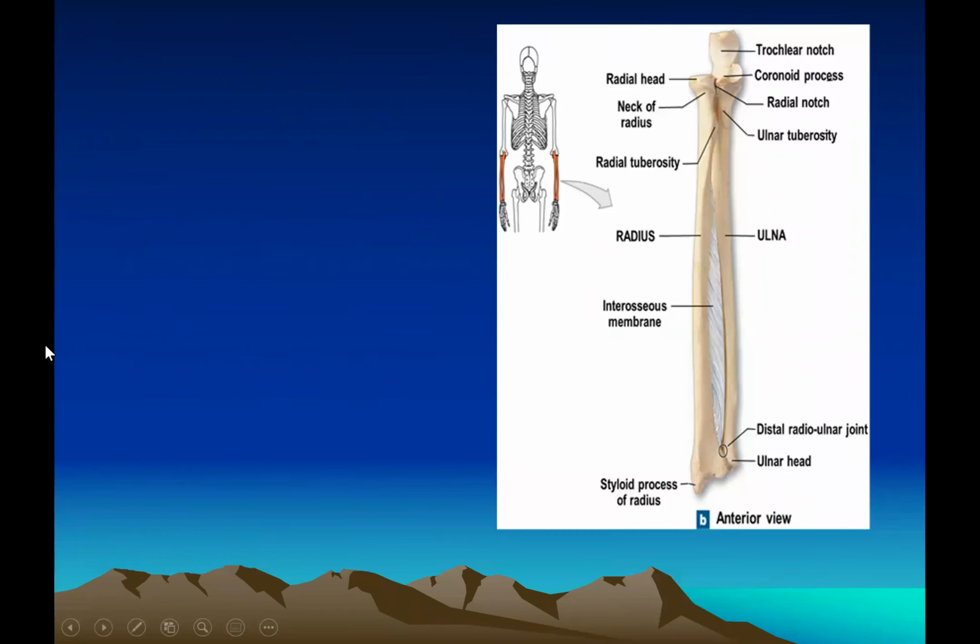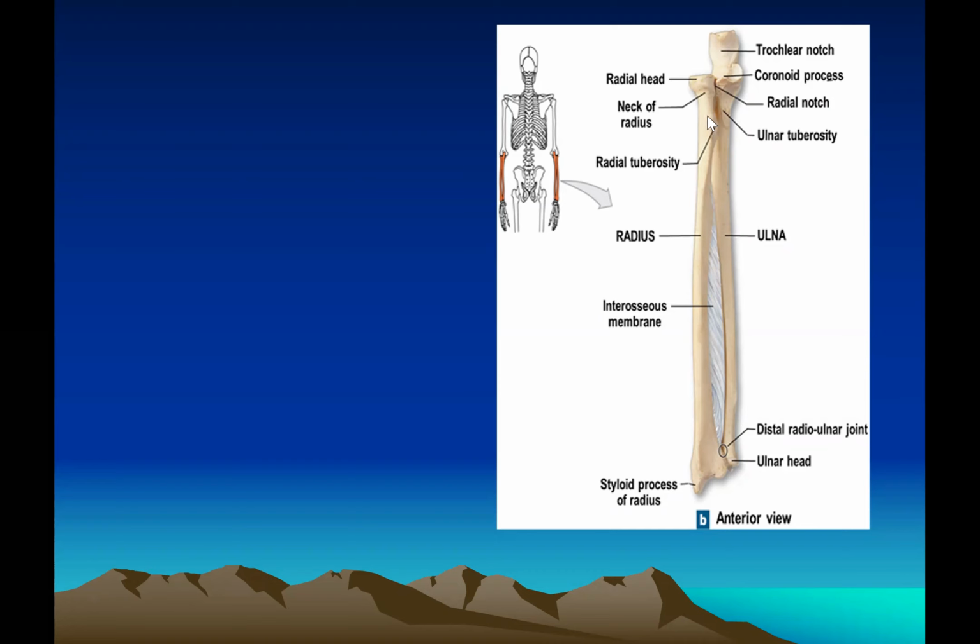So moving on to the radius. The radius, as I told you, is lateral. It's the lateral bone of the forearm. A good way to recognize it is that it has a radial head. It looks like a bottle cap here. So that's the radial head, followed by the neck of the radius. There's a radial tuberosity, and here's the shaft of the radius, held together by the intraosseous membrane, and distally you can see the styloid process of the radius.